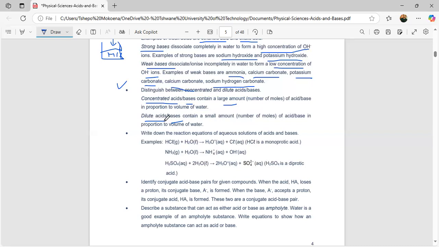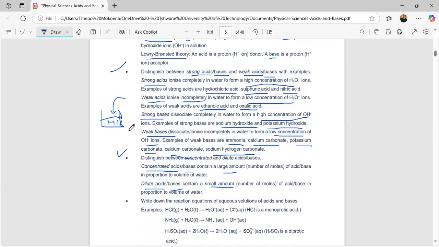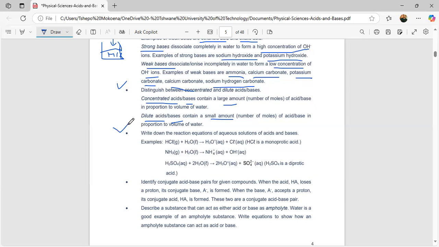But when you have a dilute acid or a dilute base, you have a small amount, or fewer moles of acid or base in proportion to volume. So here you have more acid than water, but here you have more water than acid or base, because it is diluted, right? Recall that the strength remains the same. Only the concentration, or the number of moles in a solution, gets affected. That's bulletin number 3.